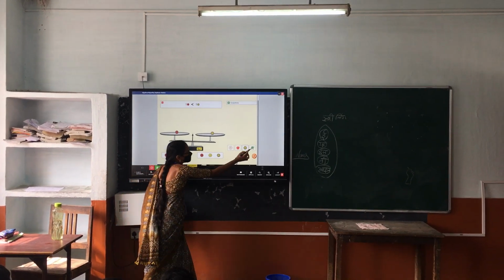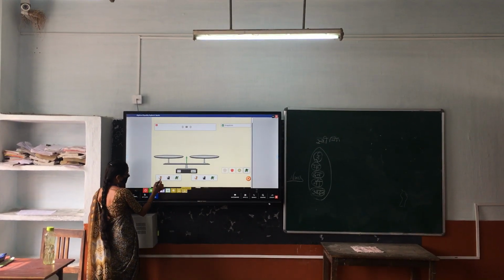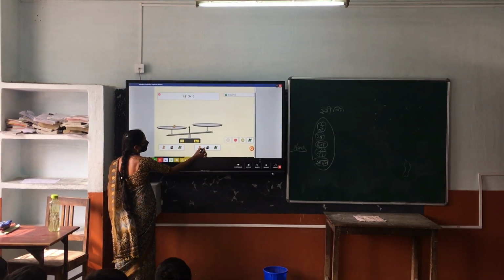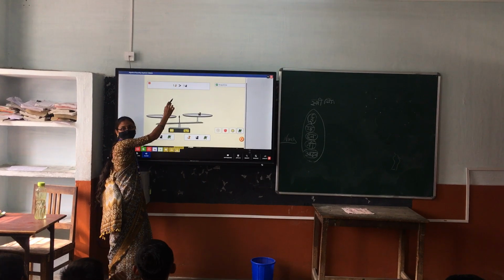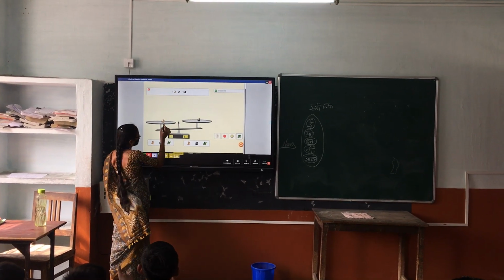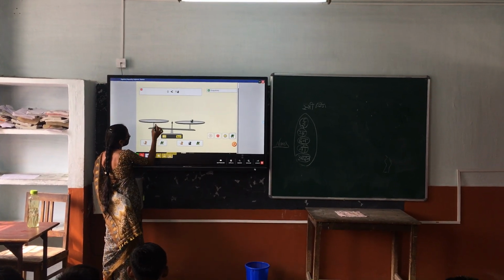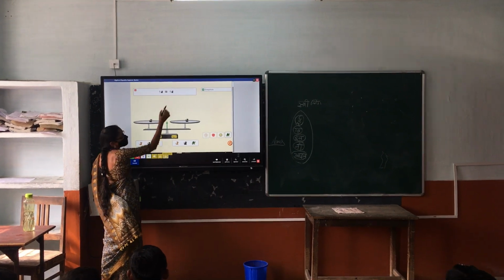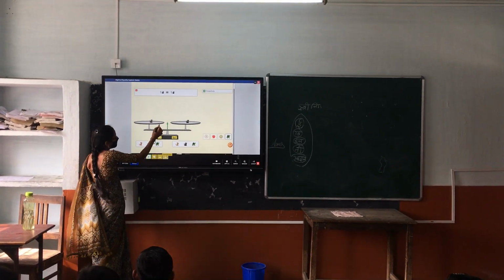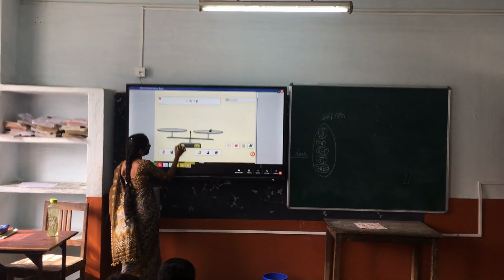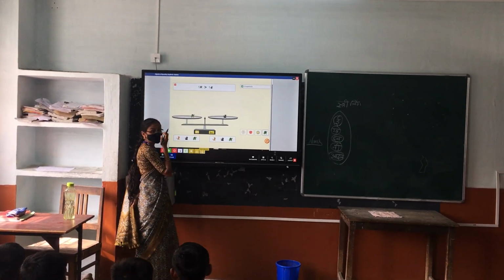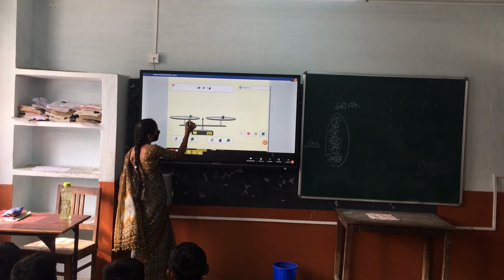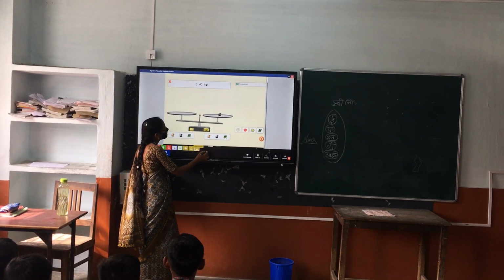Okay? If you see these animals, dog and cat. So, dog weight is greater than cat weight. But here see, equal. Cat weight is equal to another cat weight. Sometimes dog weight is greater than cat weight. Like that. Understood?